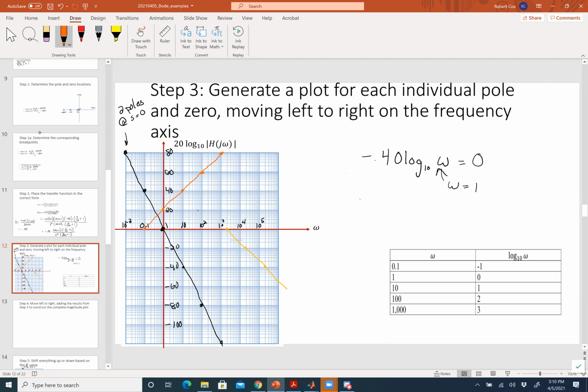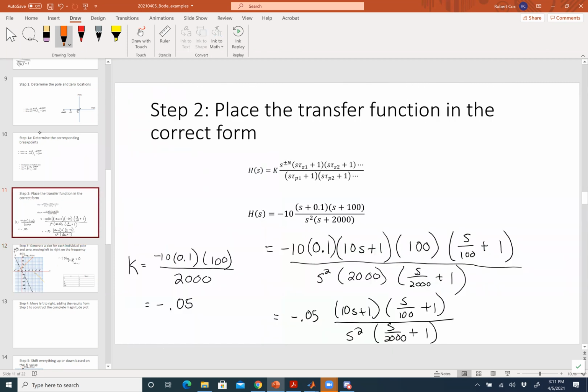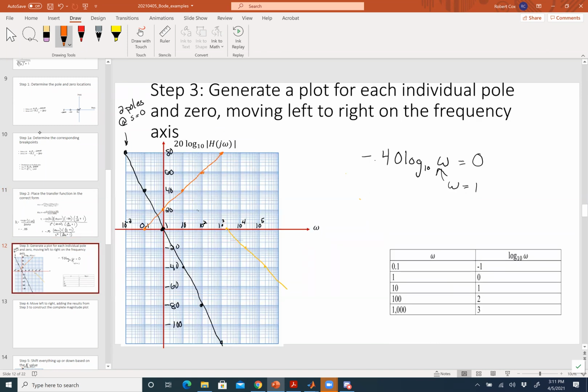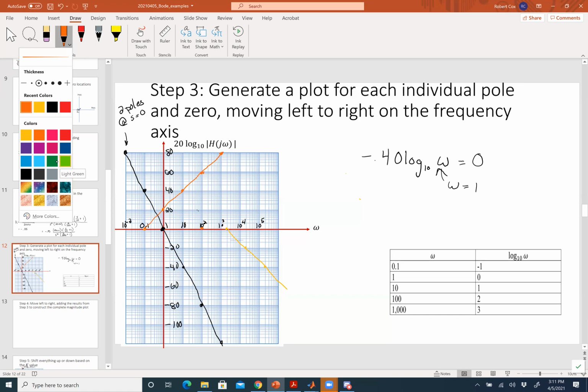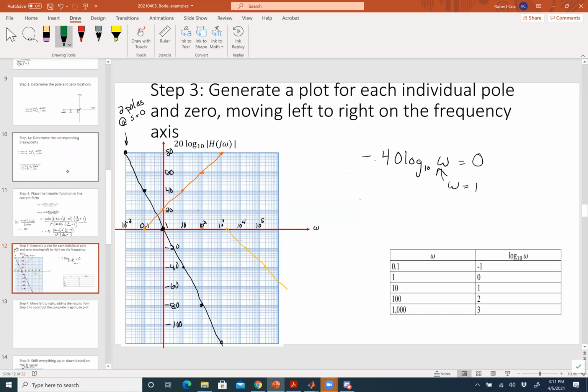What about the other pole? Actually, the other 0, sorry. The other 0 is at omega equal to 100. All right, so where would I be for that? Omega equal to 100. Well, that's here. Okay, so we'll do a green, just a puke green color.